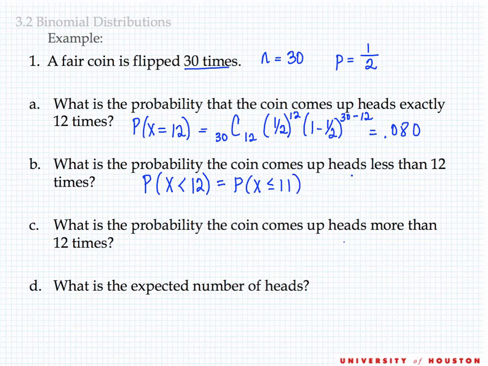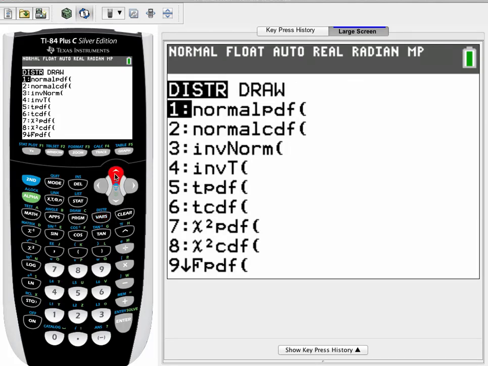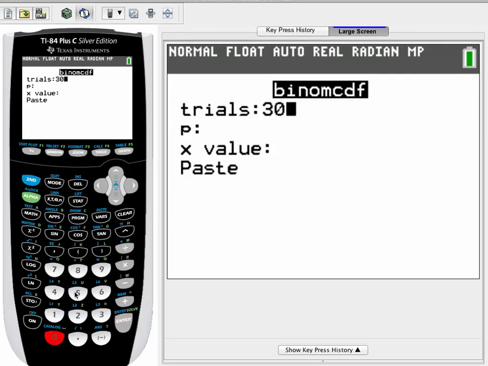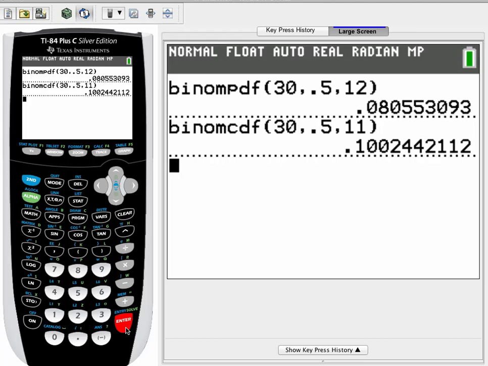If we had to do this by hand with the formula, we would add up the probability that x is 0, 1, 2, 3, all the way to 11. It'd be quite time consuming, so it's nice to have technology. Okay, so for the less than, I'm going to hit second distribution. Again, I'm going to scroll up instead of down. We have the less than or equal to, so that's binomCDF. 30 trials, probability of success is 0.5, and we're doing less than or equal to 11. The answer is 0.1002.